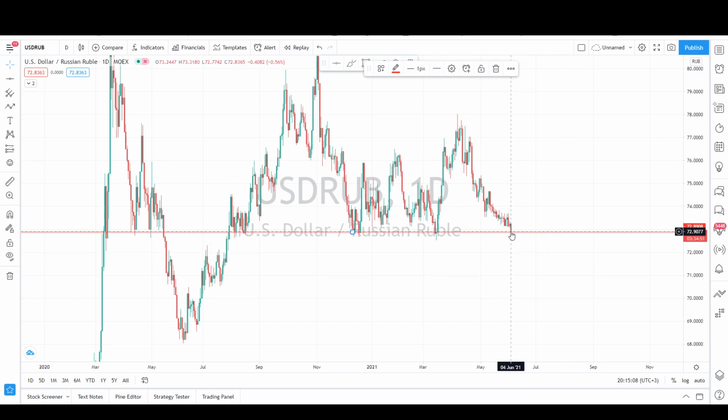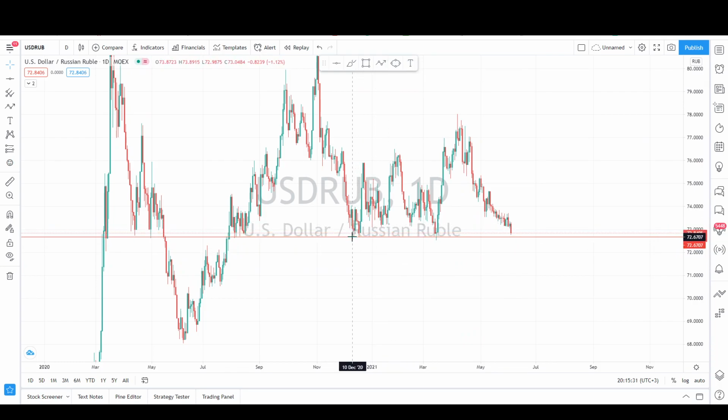Now when it breaks through this point, we are going to be looking for sales, because it breaks through the support, right? So when supports are broken through, we are looking for what? Sales. When resistance is broken through, we are looking for what? Buys. Okay, so that is what you need to know.